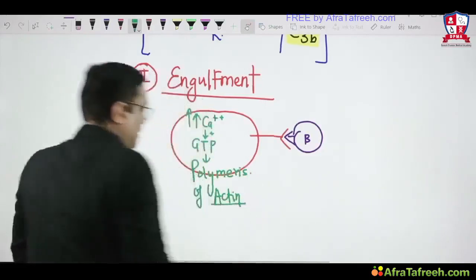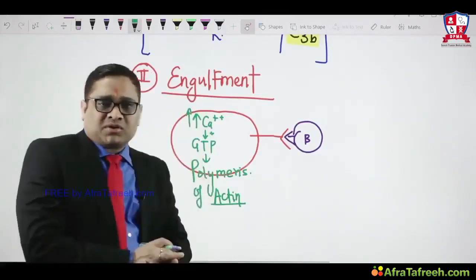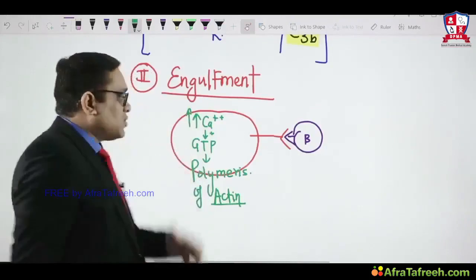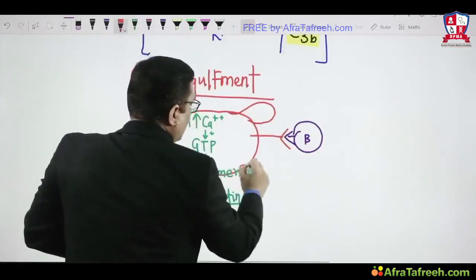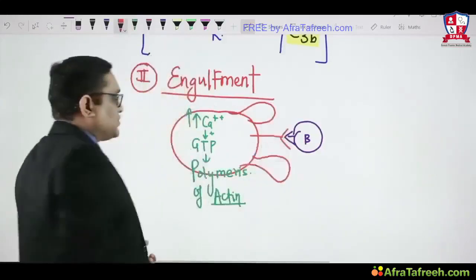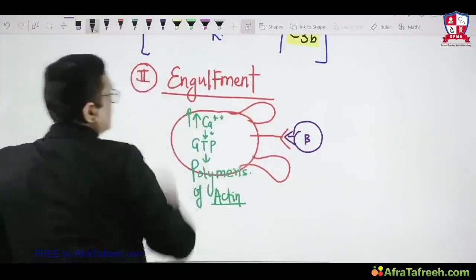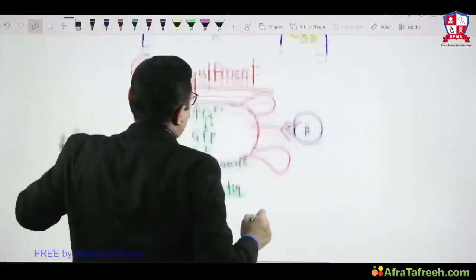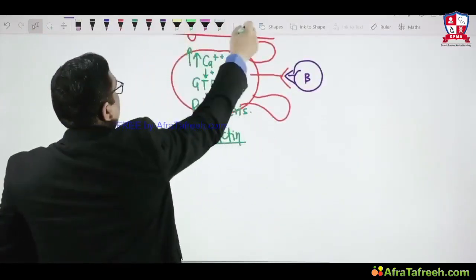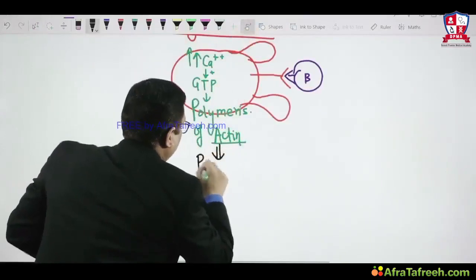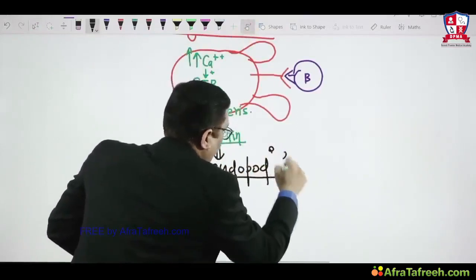We know what actin is, a contractile protein, right? So when there is polymerization of actin, what will happen? Contraction. The cytoplasm will contract, and because of the contraction, foot-like processes will come out from the cell. These foot-like processes are called pseudopods. This is how pseudopod formation will start. Because of the polymerization of actin, you are seeing pseudopod formation.